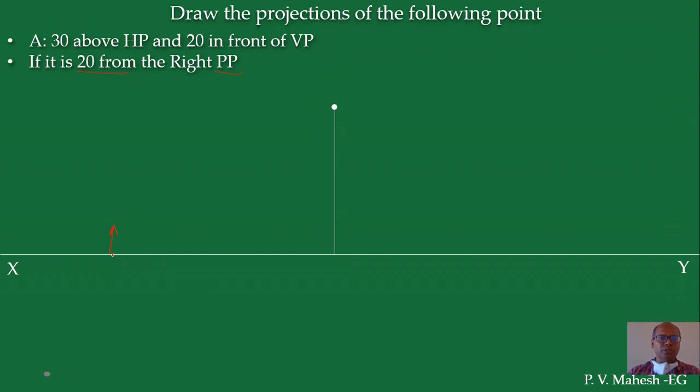In front view, this is representing HP. The point is above HP, so it is above the XY line at a distance of 30 mm. Now 20 mm in front of VP. In the top view, this is representing VP and it is in front of VP, so it will come below the XY line at a distance of 20 mm.